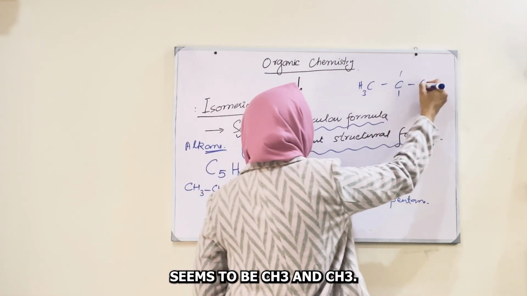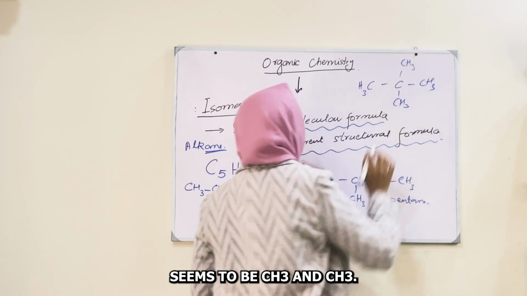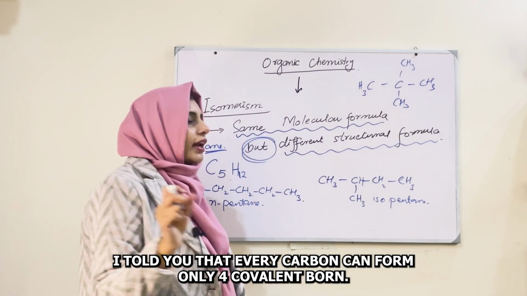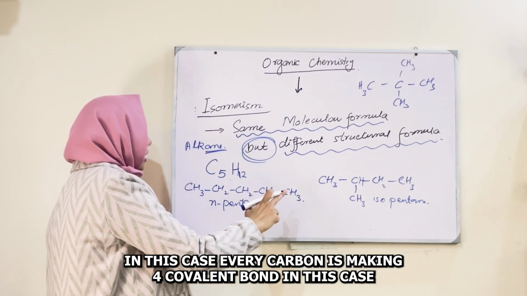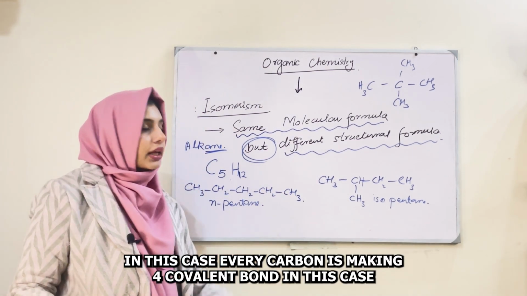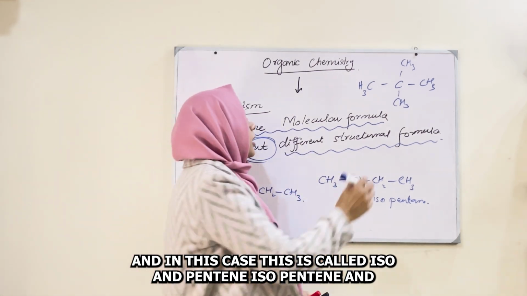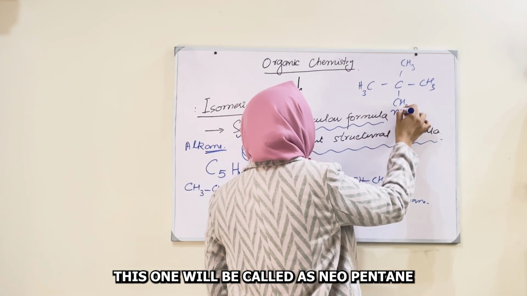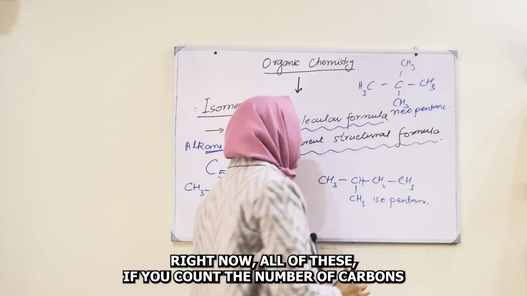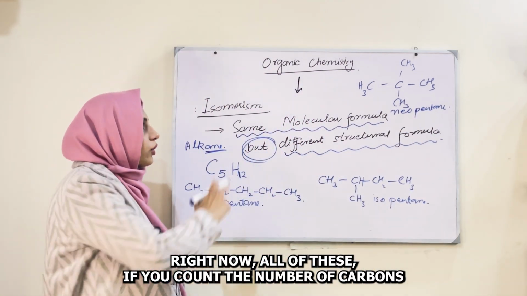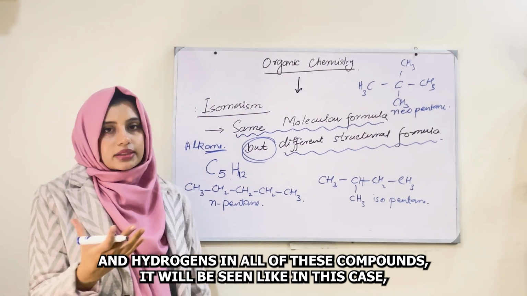I told you that every carbon can form only 4 covalent bonds. In this case, every carbon is making 4 covalent bonds, in this case and in this case. This is called n-pentane, this is isopentane, and this one will be called neopentane. Right?